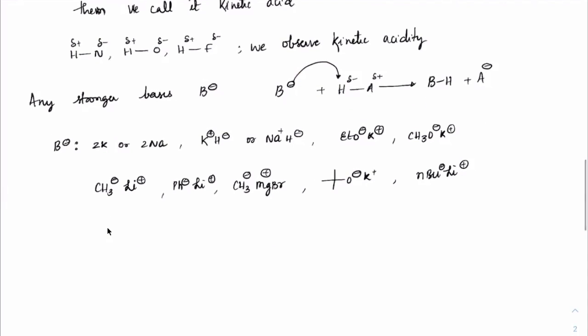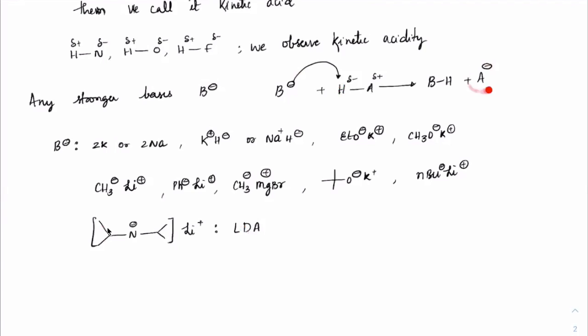Another very important base which we will be using a lot of times is N minus, like this, with Li plus. This is called LDA, lithium diisopropylamide. We'll be using this very exhaustively. These are all very strong bases. They will extract a proton very easily and convert into their respective conjugate acid. Okay, students.